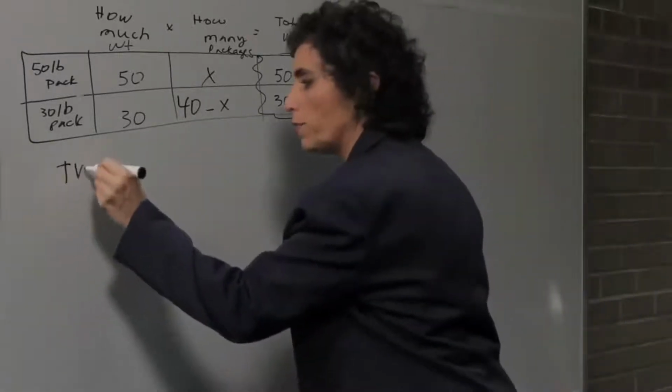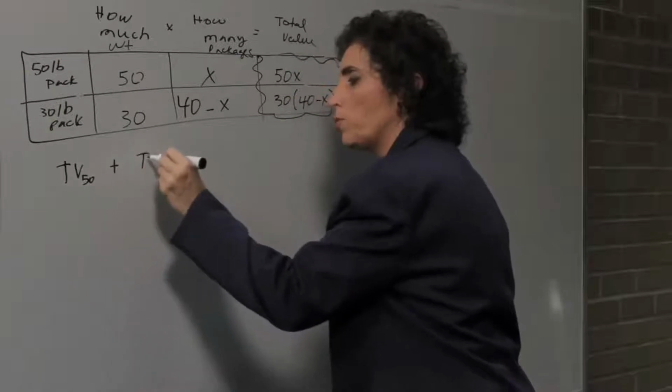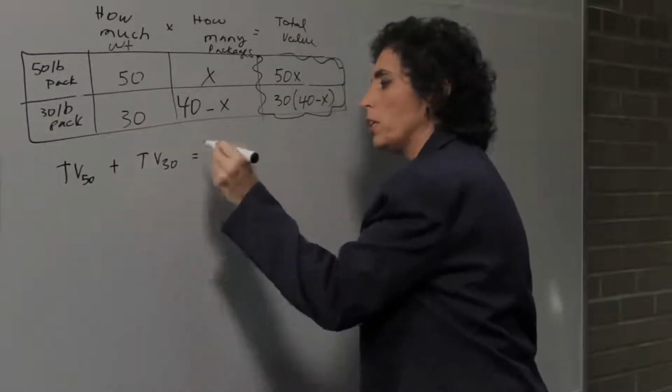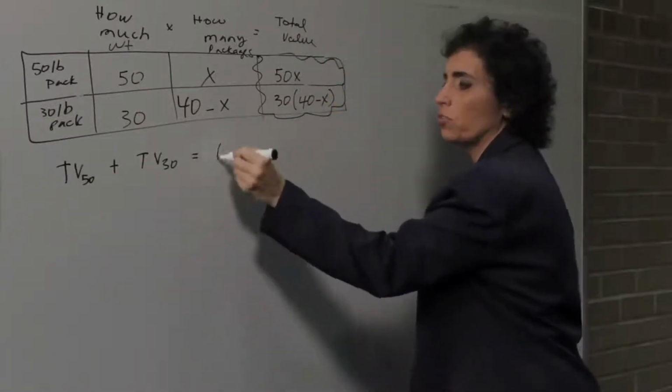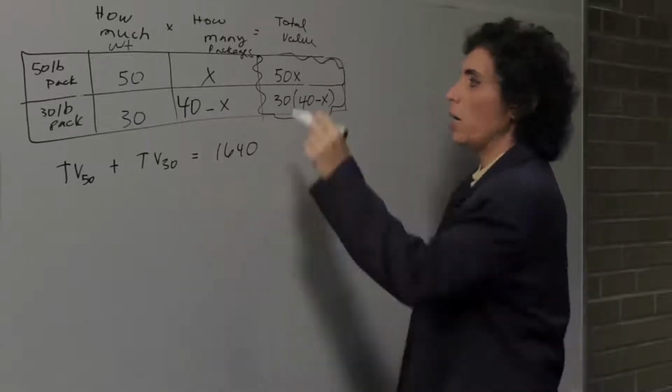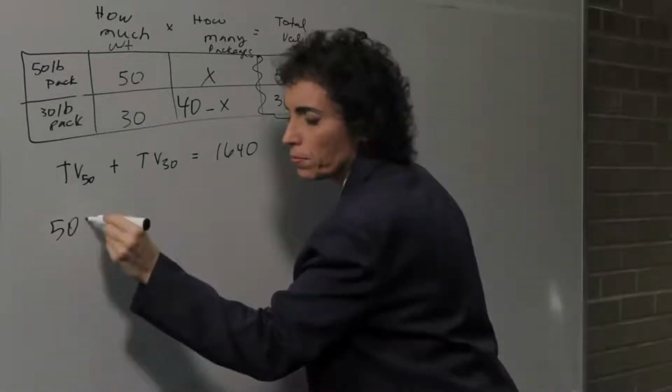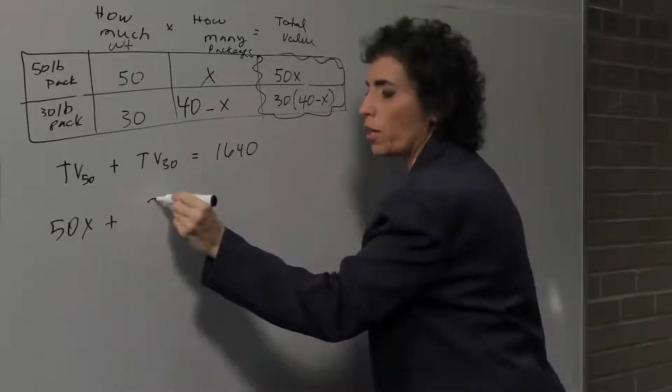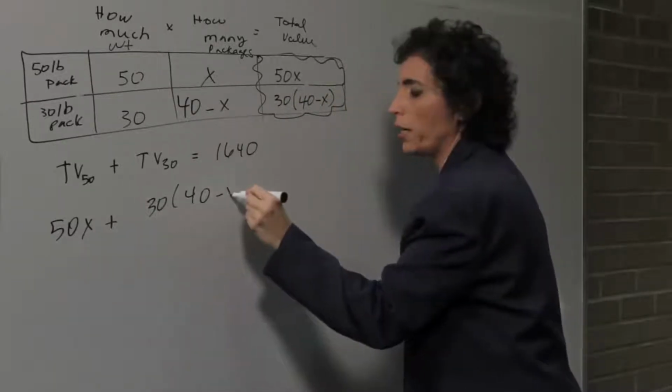Total value of the 50-pound packages plus the total value of the 30-pound packages equals 1,640. Okay, so let's set it up. That's 50x plus 30 times the quantity 40 minus x.